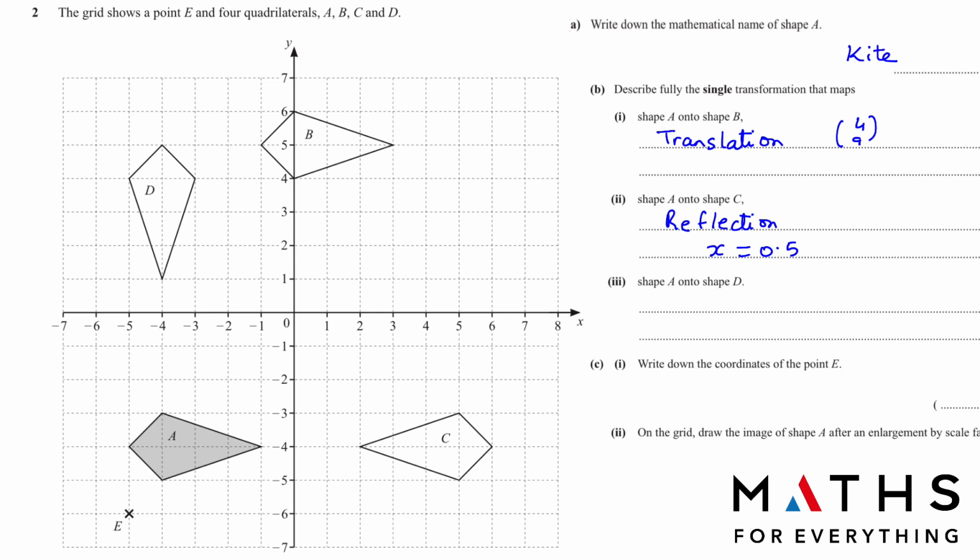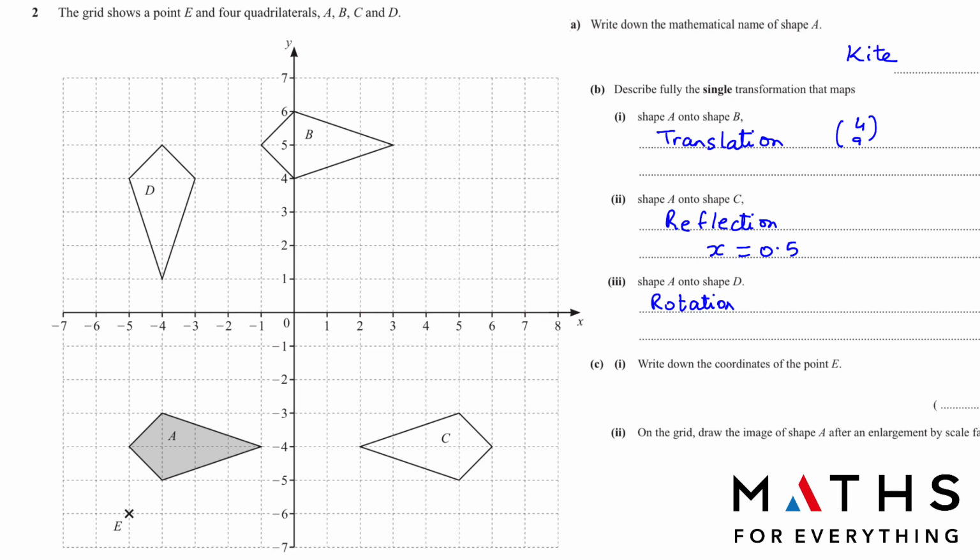Next part, shape A onto D. The size is the same. So now this is definitely going to be rotation. Writing rotation will give you 1 mark. Then you need to write the center of rotation and the degree it is rotated.